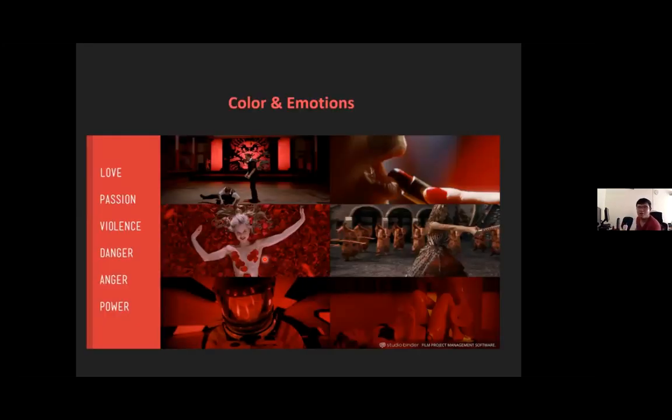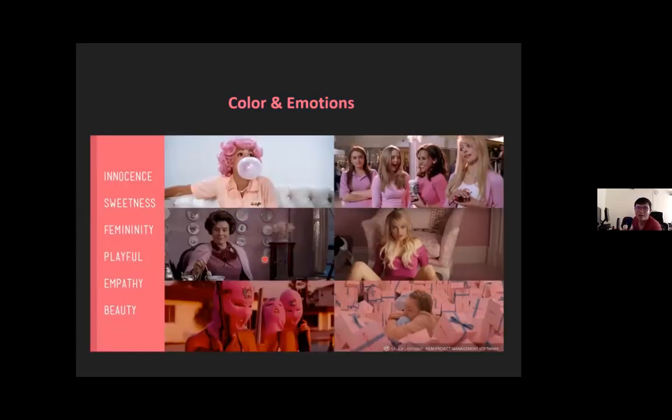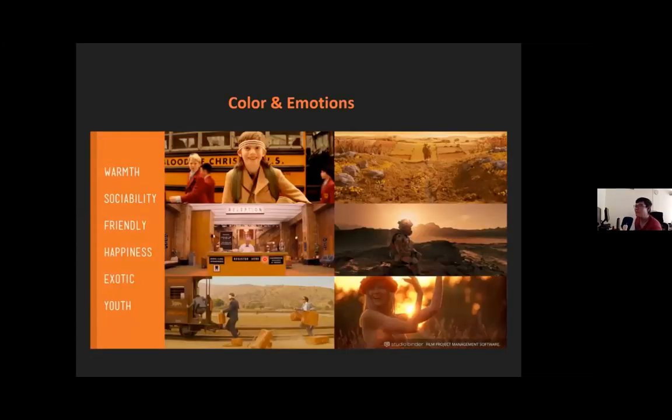Color and emotions. First of all, red. I love the color red. Why? Because it represents love, passion, violence, danger, anger, or power. All right, clear? Next, pink. Usually pink gives us the feeling of innocence, sweetness, playfulness, femininity, empathy, or beauty. Quite straightforward, right?